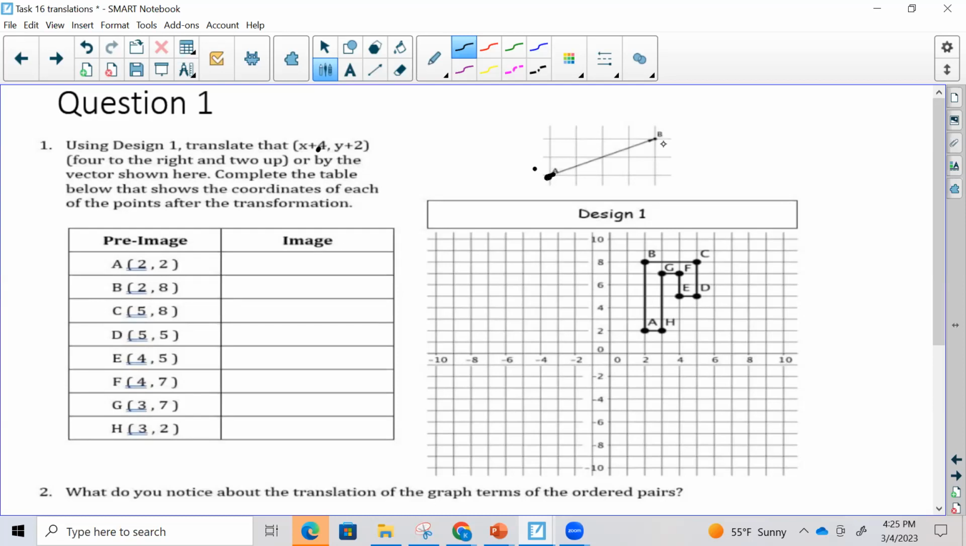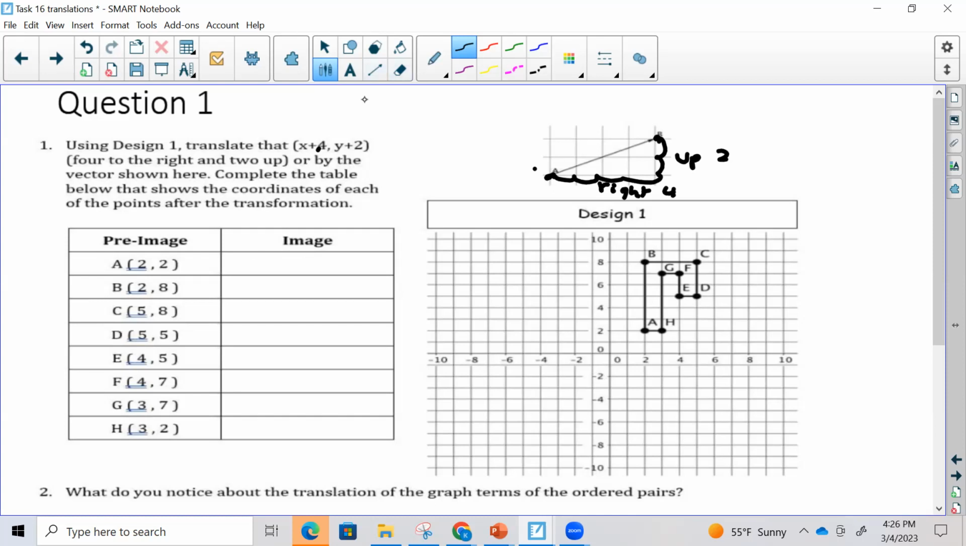So on the packet, they draw the vector to show you. This is the start. This is how we want to end. They're showing we're moving 1, 2, 3, 4 right, and then going up 2. And you'd have to move every single point in this direction, along that vector. And we're going to complete the table below to show the coordinates of each of the points after the transformation.